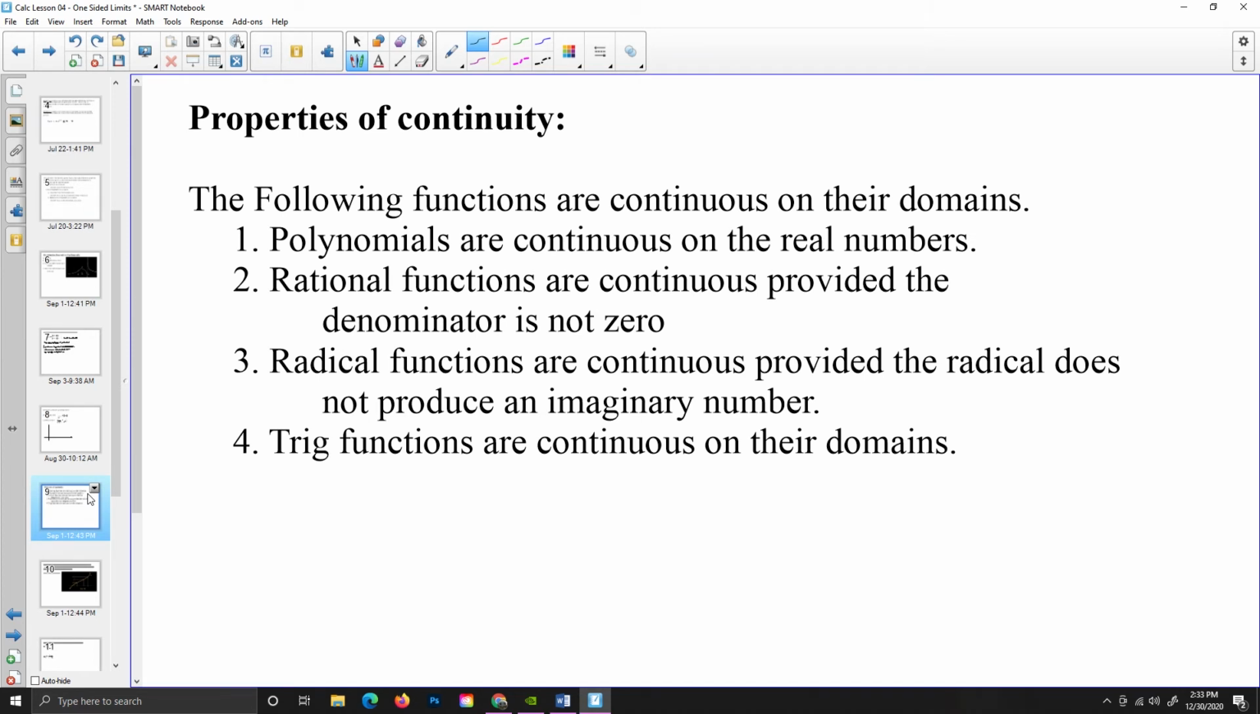Polynomial functions are continuous on the real numbers. A rational function is continuous provided that the denominator is not equal to 0. Radical functions are continuous provided that the radical does not produce an imaginary number. And trigonometric functions are continuous on their domains.